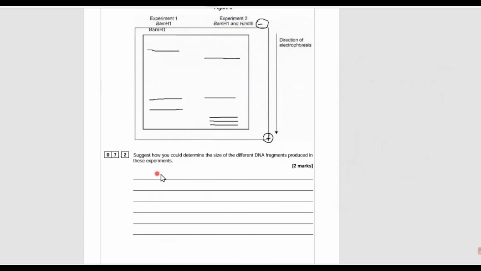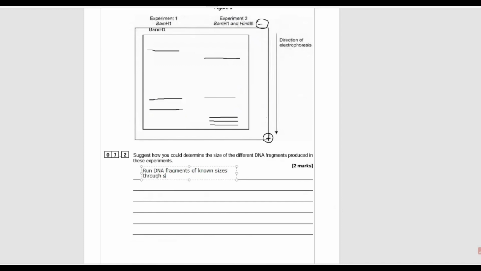So just how you could determine the size of the different DNA fragments produced in these experiments, and it's worth 2 marks. Okay, so how would you find out how many kilobase pairs are in each of these fragments? What you're going to do is run, it's a bit like doing a calibration curve when you do the Benedict's test. When using colorimetry, you produce a calibration curve. You're going to run known sized fragments.